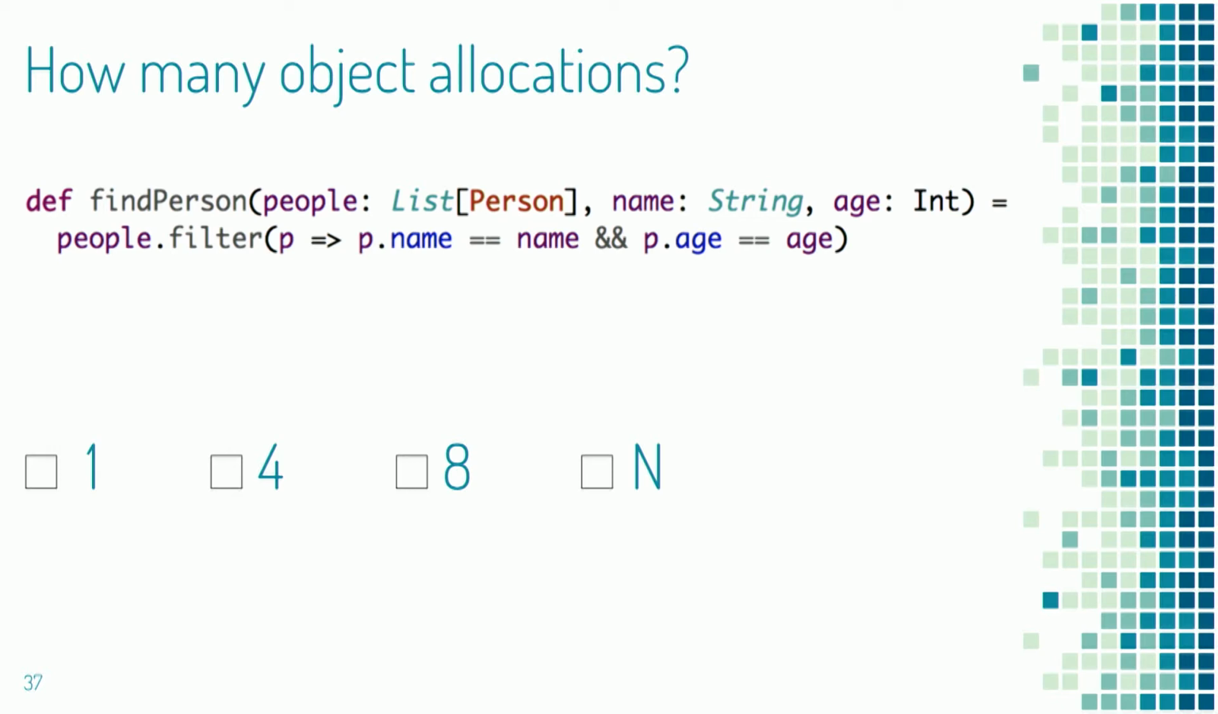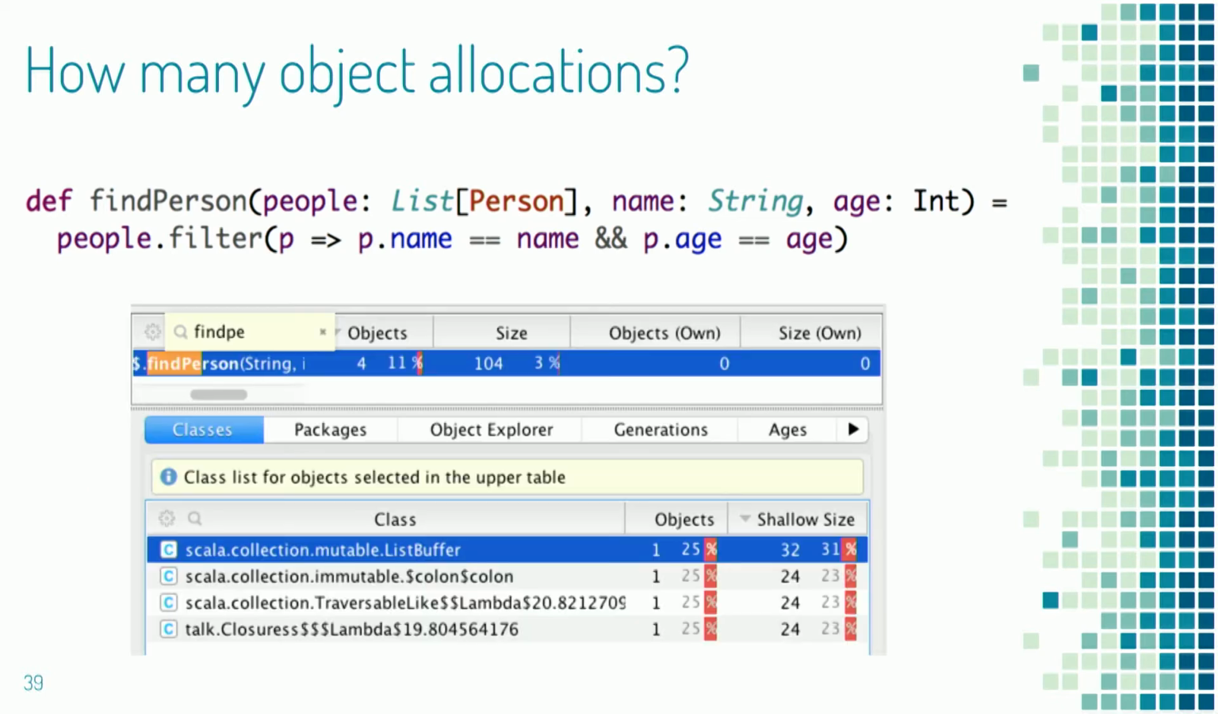Who thinks it's 1 allocation? No one? 4 allocations? No one? 8 allocations? Okay, no one. So it must be n allocations, right? Okay, cool. So you are actually right. This is a profiling session of the execution of this method, passing a collection that has only 1 element.